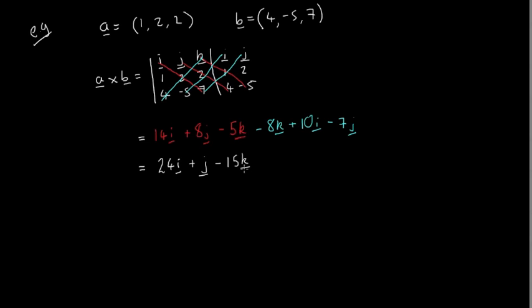That's in basis vector notation. I prefer them in 3-tuples, so I can write that as 24, 1, and minus 13. So that is the cross product between those two vectors, A and B. So we're happy now we can calculate the cross product of two vectors.